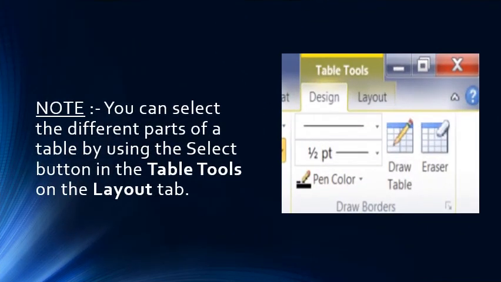So you can select the different parts of a table by using the select button in the table tool on the layout tab. As you can see over here in the layout tab how it is selecting. Okay, you can also select the different parts of the table by using the layout tab in the table tool.